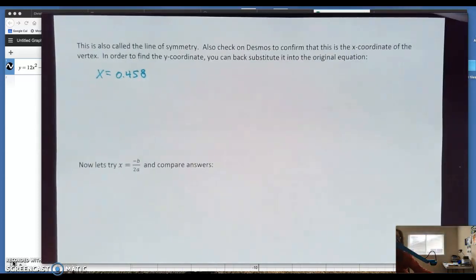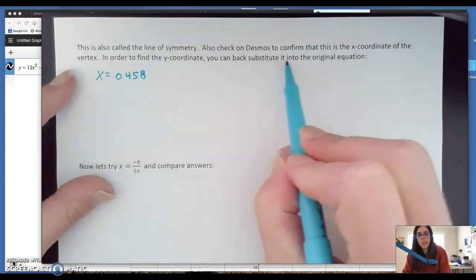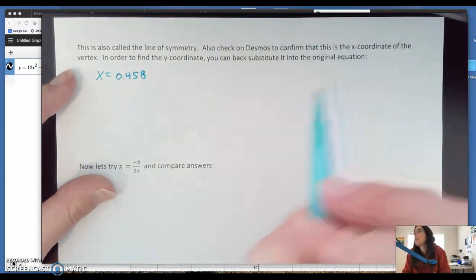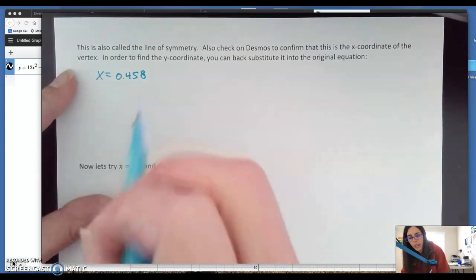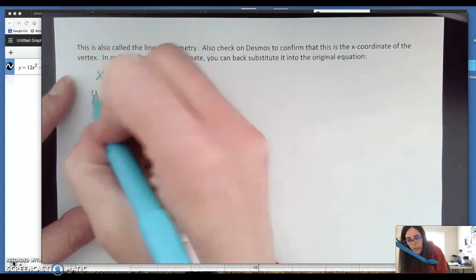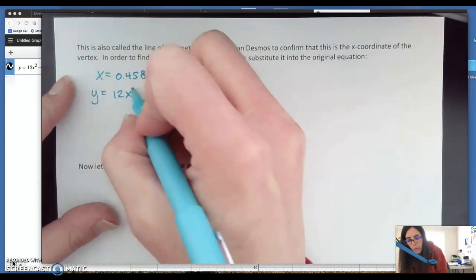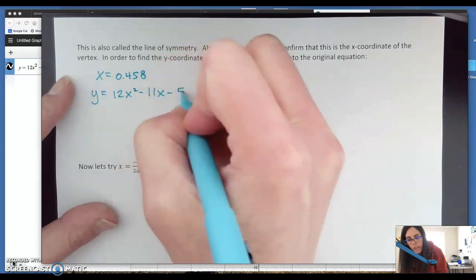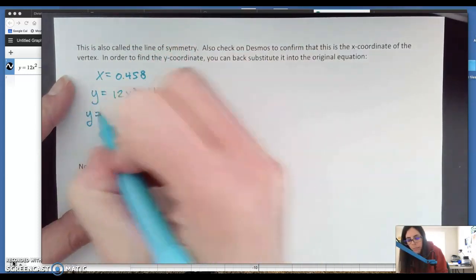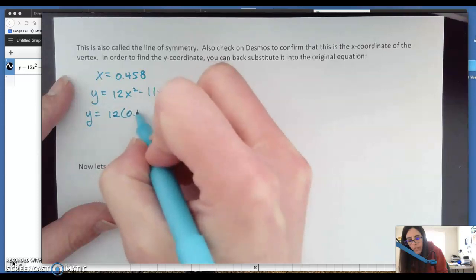So we kind of already did the checking of the x-coordinate, but now let's back substitute into the original equation, and we can find the y-coordinate algebraically. So I'll just rewrite the original function, which was 12x squared minus 11x minus 5, and then I'm going to rewrite it where I plug in the 0.458.